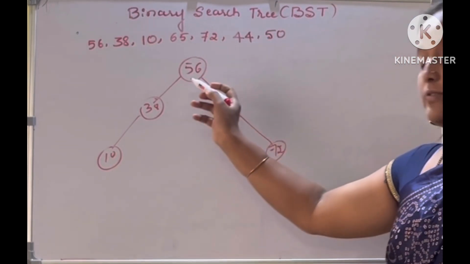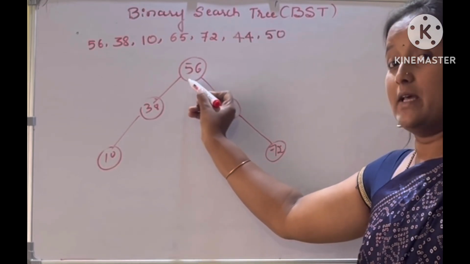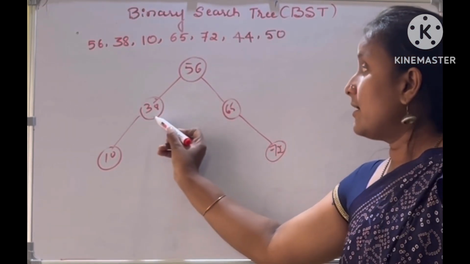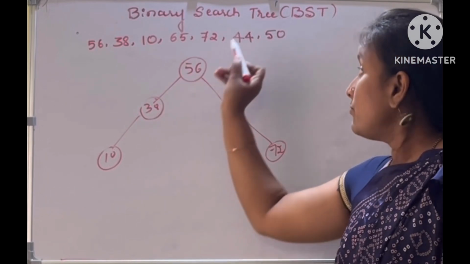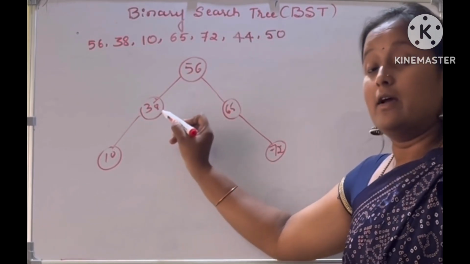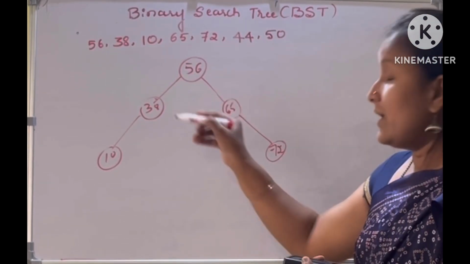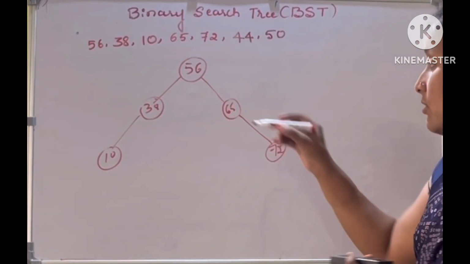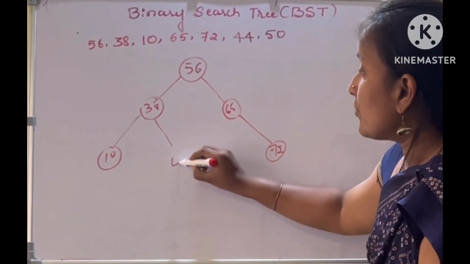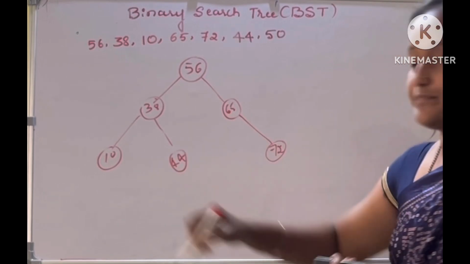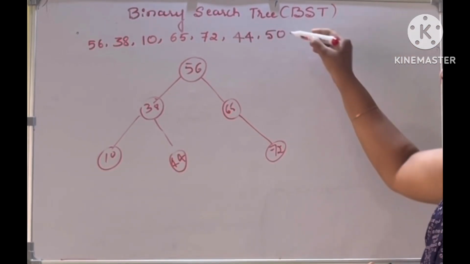Next number is 44. We scan it from the parent node itself. 44 is lesser than the parent node. Again come down; 44 is greater than this number. If it is greater than this number, we have to go to the right subtree. We draw 44 here.